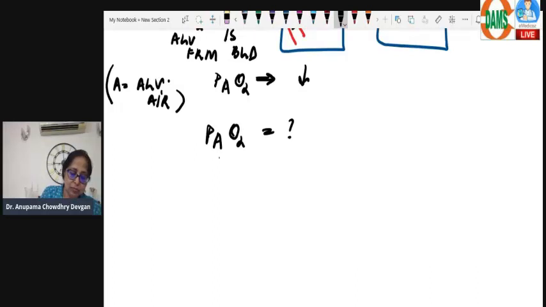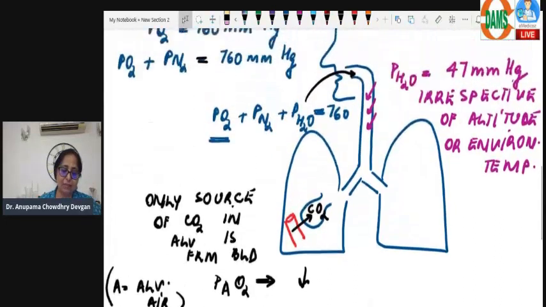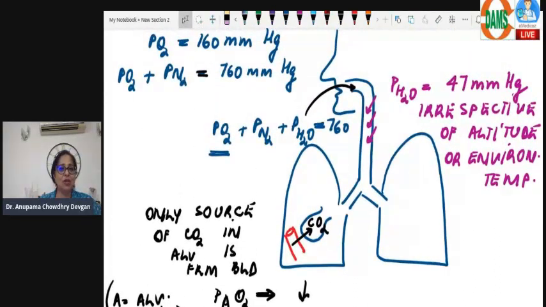Alveolar O2. What have you written? What is the meaning of partial pressure? Partial pressure means the pressure exerted by a component of the atmospheric gases. Partial pressure of oxygen will depend upon the percentage of oxygen. Partial pressure of nitrogen will depend upon the percentage of nitrogen. In the atmosphere, the partial pressures of the gases sum to a total of 760. When you add water vapor, the sum total will remain 760.